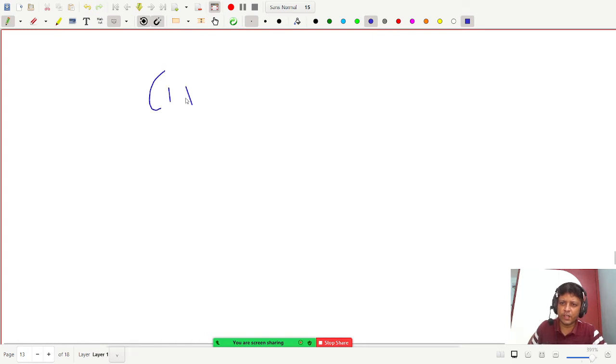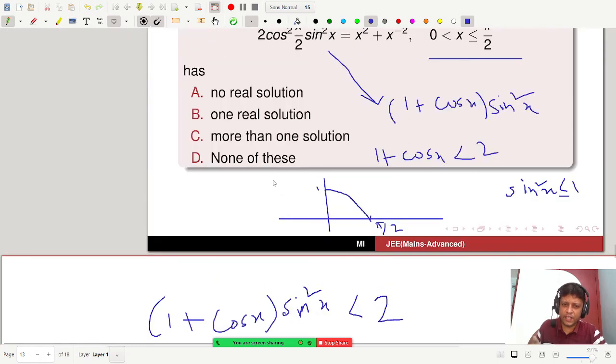So I'm writing (1 plus cos x) into sine square x less than 2. Why? I have explained why 1 plus cos x is less than 2. That is very clear, because if you can draw the diagram of cos x, so every time, dear students, if you have the graphical knowledge, that will be fantastic for you.